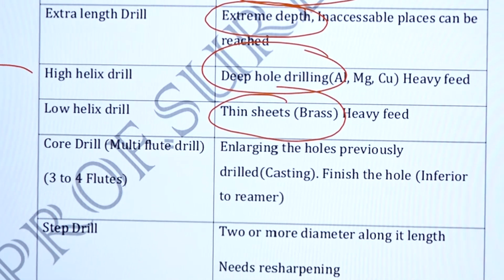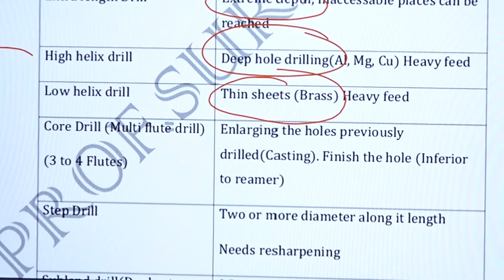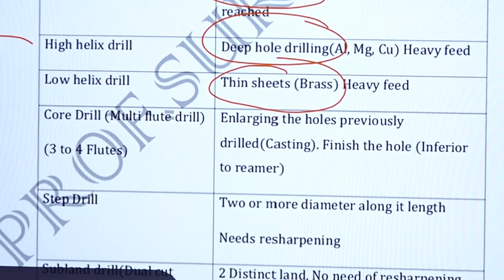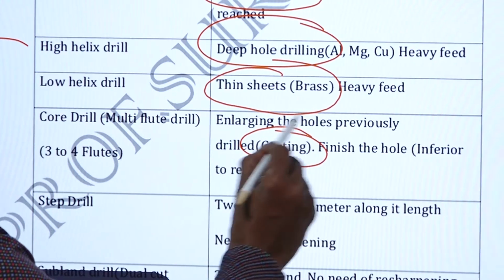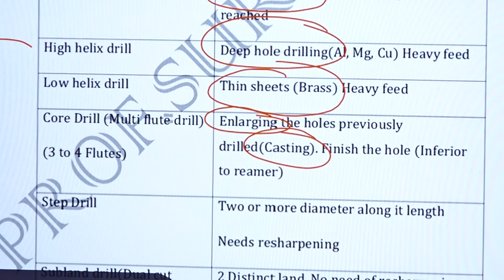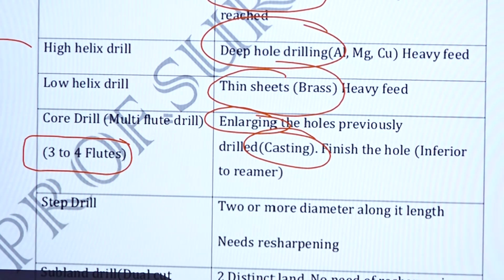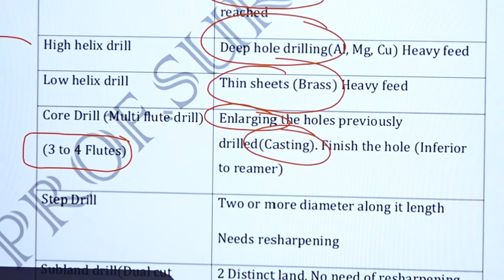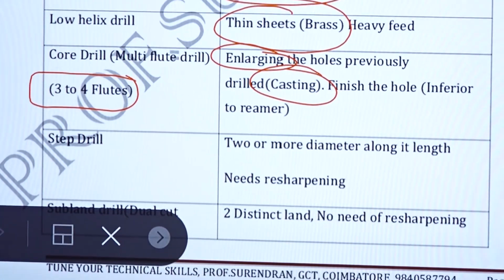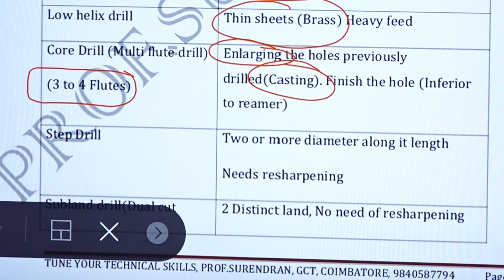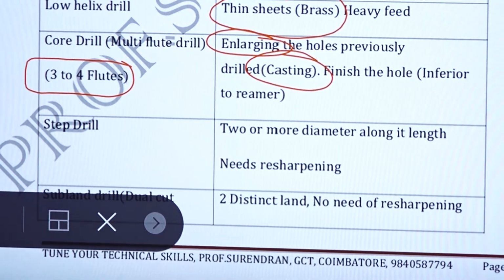And the core drill is used for enlarging holes which are already made in casting. So casting holes are enlarged by the core drill. The core drill consists of 3 to 4 flutes, which is important. The core drill is also called a multi-flute drill.